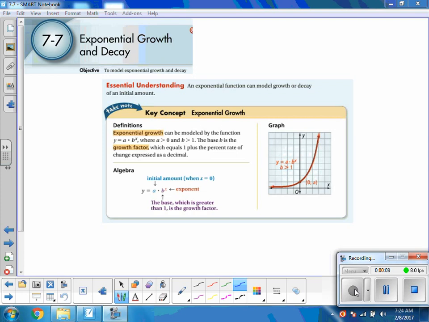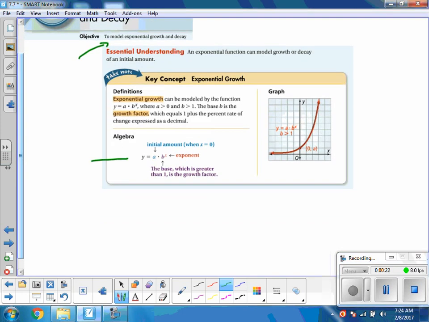What I like about today's lesson is that it's kind of like explaining why the equation looks like it does, so I do enjoy that. So the model of exponential growth and decay is basically the equation. Here's the basic equation right here: y equals a times b to the x power.